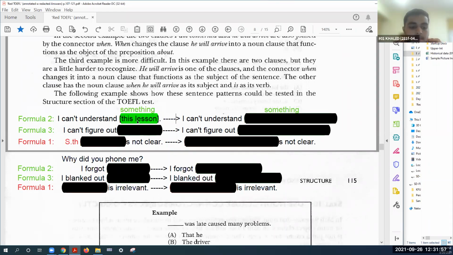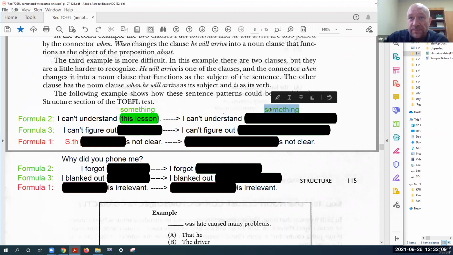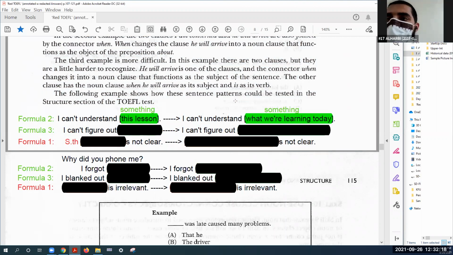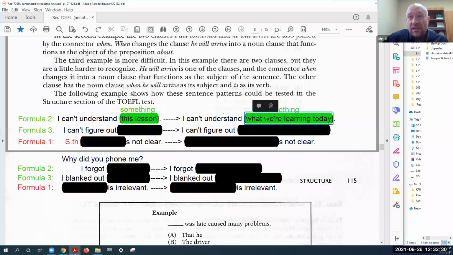I can't understand. I is the subject. We need a connector for something. Can't understand this lesson. What? Read that, Khalid. I can't understand what we are learning today. So connector, what. Subject, we. Verb, are learning. Okay, so this lesson is what we are learning today.